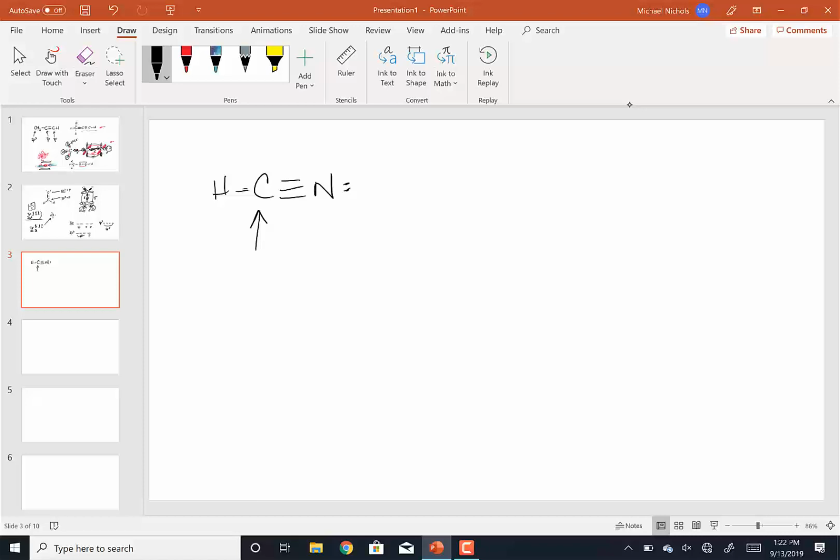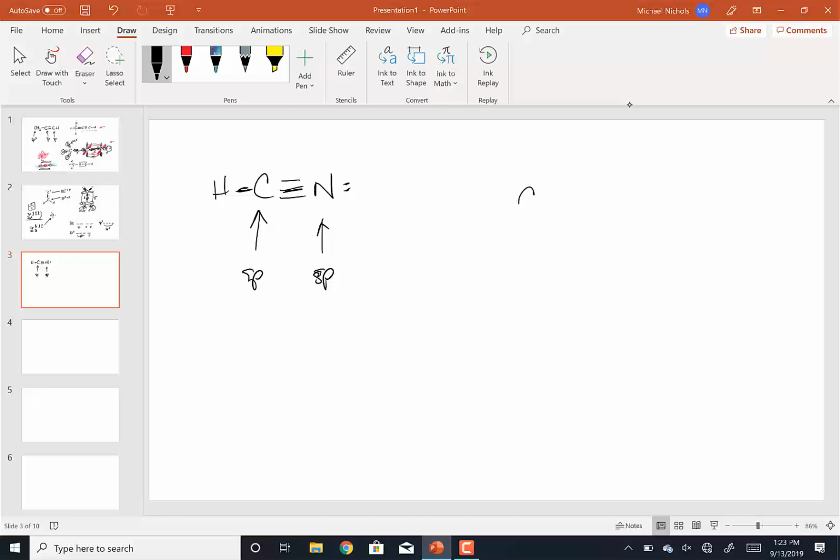So for this one, what's the hybridization of that C? SP. Because it's got 2 sigma bonds and no lone pairs, so it's SP hybridized. How about the nitrogen? SP as well. Do they have to match? No. Okay, so now let's sketch out an SP hybridized carbon.